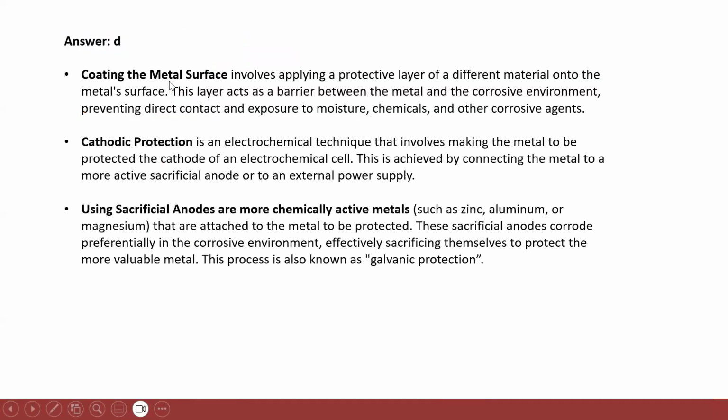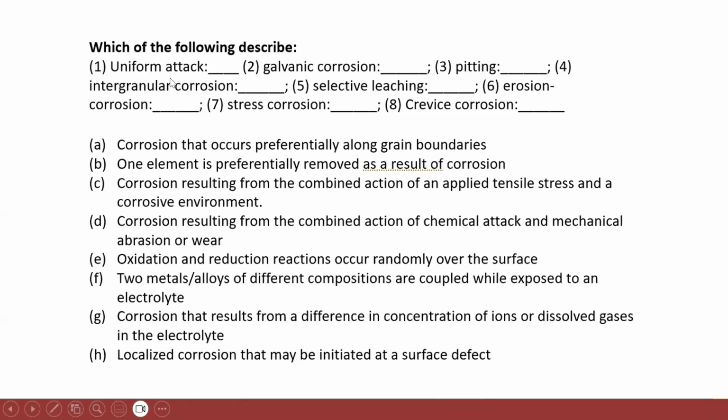Okay, now this is my bonus question. It's not in your tutorial, so you need to take a photo. I want you to find which one is what. What do we mean by uniform attack, galvanic corrosion, pitting, intergranular corrosion, selective leaching, erosion corrosion, stress corrosion? Yes, so you have definitions. You need to figure out which one is what. You have this in your lecture notes, the theory. You need to read the theory and do it. Okay, that's all from me.